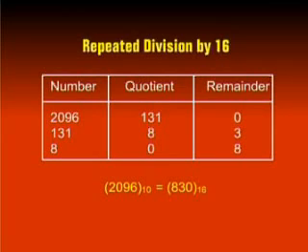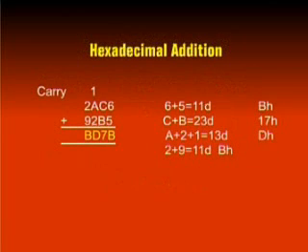The new quotient value is 0, and the remainder is 8. Since the quotient value is 0, that means the end of the conversion process. So the hexadecimal equivalent of decimal 2096 is 830 hexadecimal. Let's consider adding hexadecimal numbers. Consider the two hexadecimal numbers 2AC6 and the number 92B5.